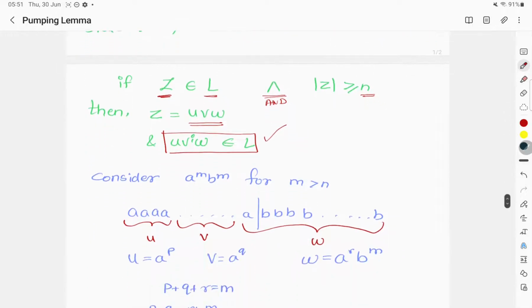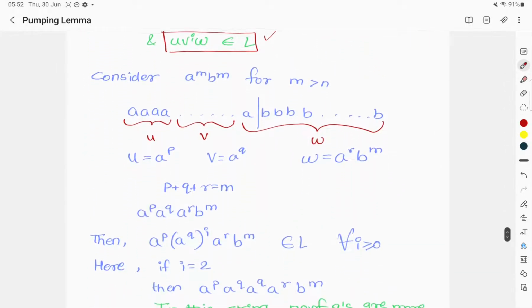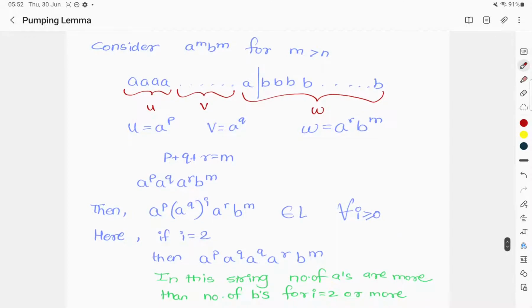Now I'll solve this for the given example. Consider a raised to m, b raised to m. I am assuming some string where the value of m is greater than n. So obviously I can assure that the length of Z is greater than or equal to n here, because if m is greater than n, then Z is also greater than n. That means my condition is satisfied.